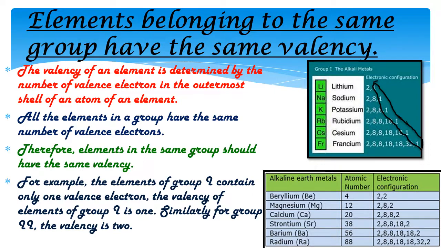And in alkaline earth metals, that is group 2, if you observe the electronic configuration of the elements beryllium, magnesium, calcium, strontium, barium and radium, you can observe that in the last shell of these elements, 2 valence electrons are there. That means these belong to the same group, that is why they have the same valency, that is 2. Okay, so student, that is why elements belonging to the same group have the same valency.